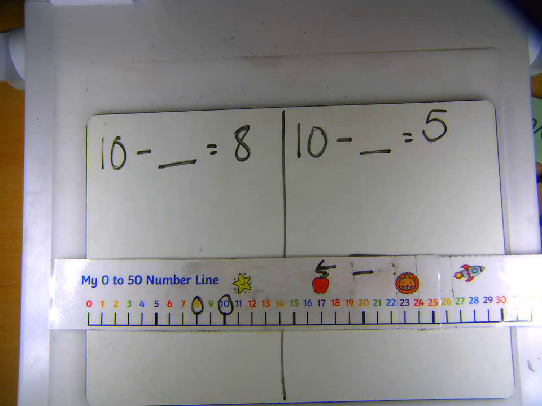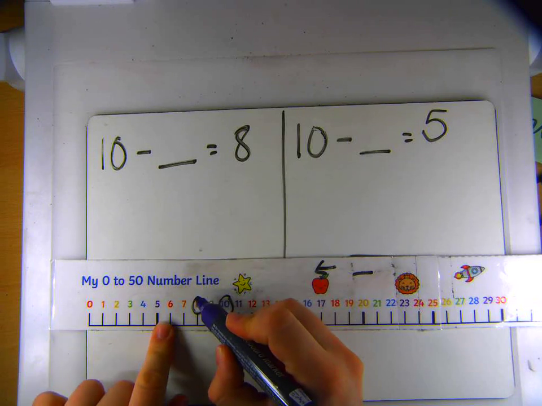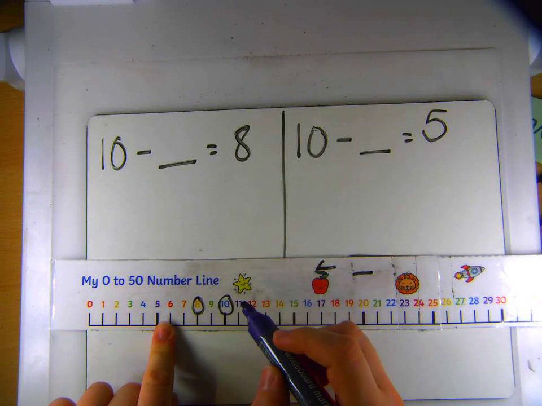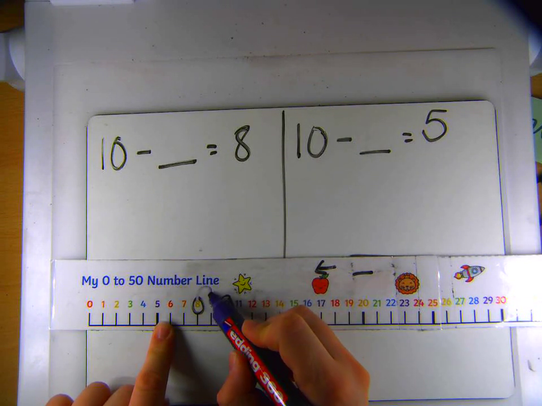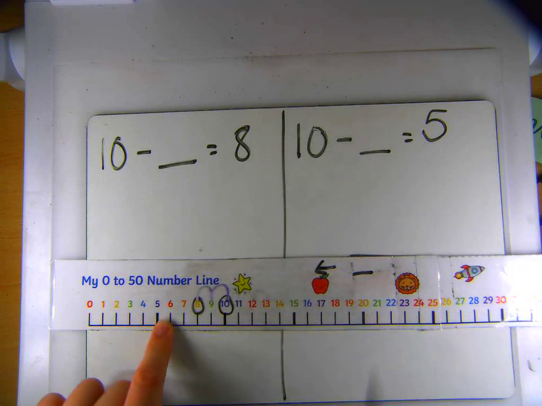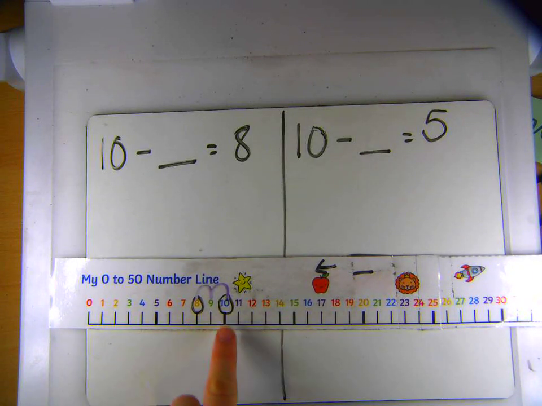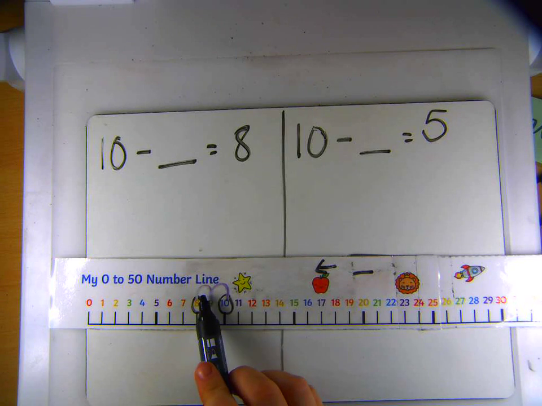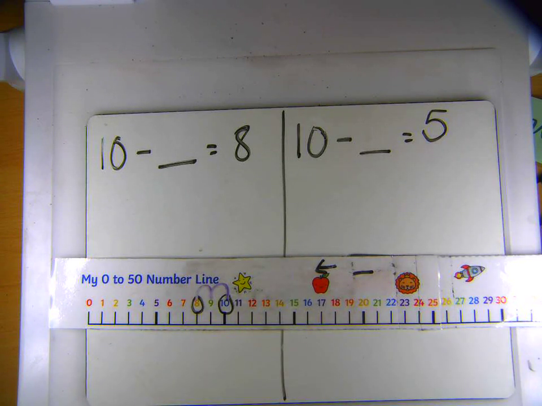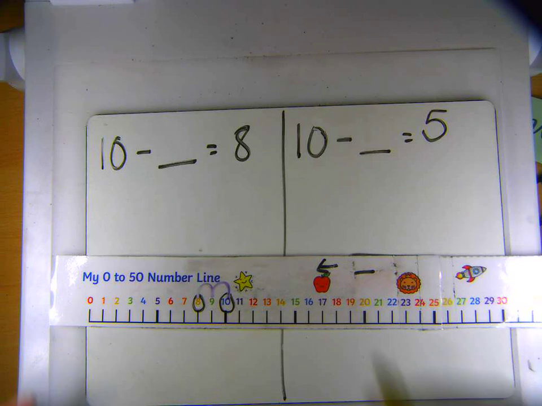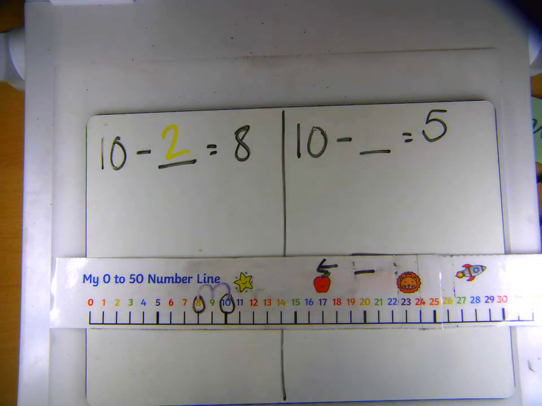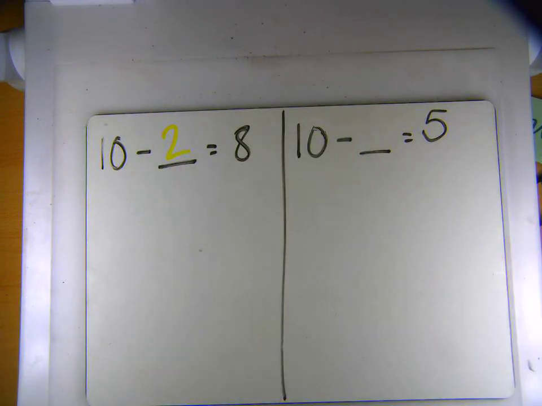So I'm going to use a different colour pen and I'm going to jump between them. I'm going to go 1, 2. So I've bridged 8 and 10. I've made sure that they are now connected, and I'm going to see how many jumps I've got between them. So I've got 1 and 2. So that must tell me that 10 take away 2 equals 8.